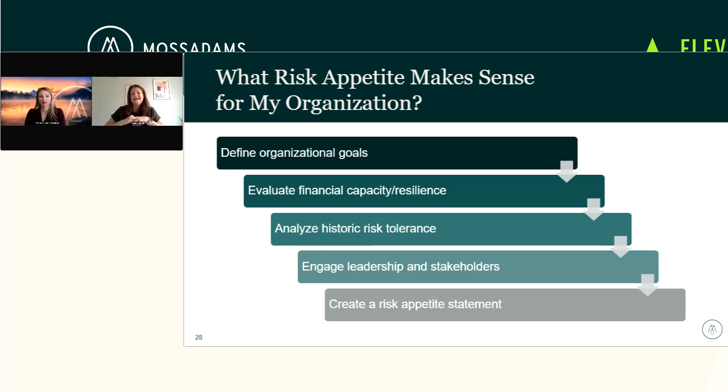You want to look at past and historical risk tolerance. So look at past decisions, look at past successes, past failures. Try to understand how have risks been managed in the past and were they managed well? And try to understand, has the organization shown a pattern of more conservatism as it relates to risk appetite or being a little bit more bold as it relates to taking on risk?